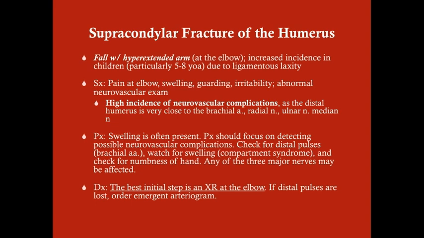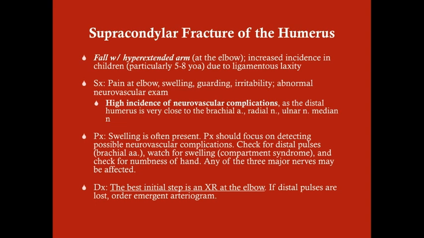So we want to make sure that we're checking the brachial artery, or by this point it may have already bifurcated to the ulnar and radial artery, and we want to check the three major nerves of the forearm, the radial nerve, ulnar nerve, and median nerve. On physical exam, often there's going to be swelling present right around the elbow. And like I said, the physical exam should be focused on detecting the neurovascular complications.